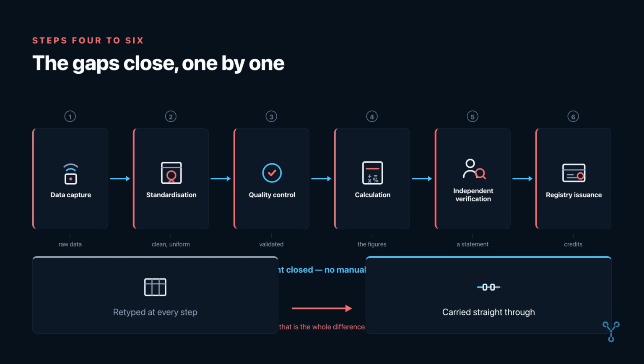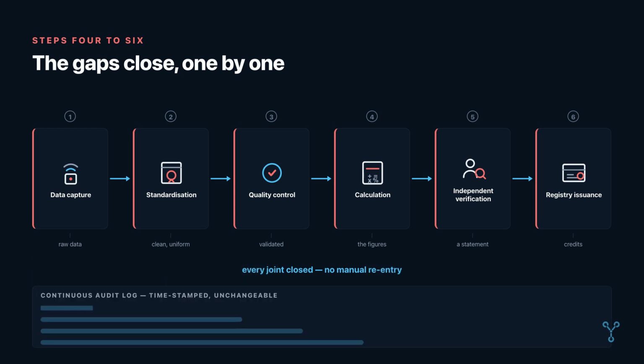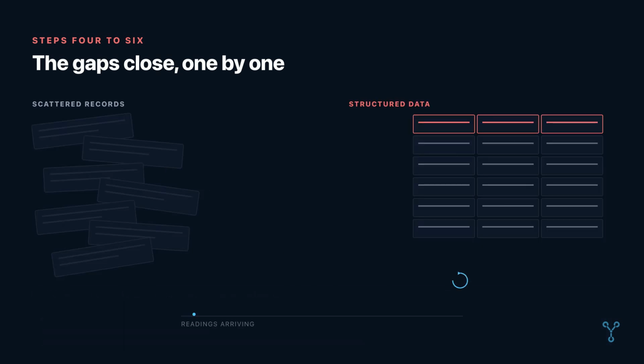Because the data moves automatically, dMRV maintains continuous audit logs. A continuous audit log is an immutable, time-stamped record of every action taken on the dataset. Immutable means it cannot be changed or deleted. This fundamentally changes the verifier's job. A verifier is the person who checks the data. In the past, verifiers had to reconstruct scattered records. They matched disparate spreadsheets and chased down missing receipts.